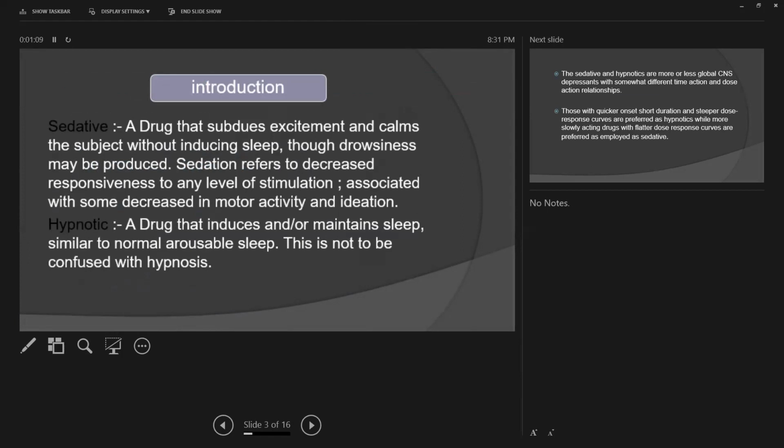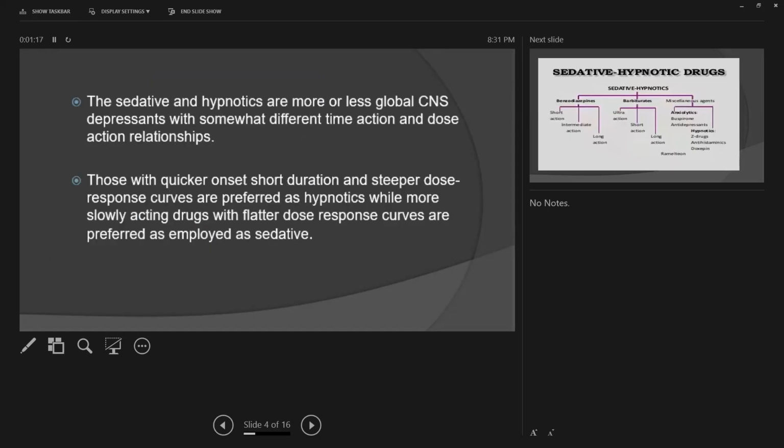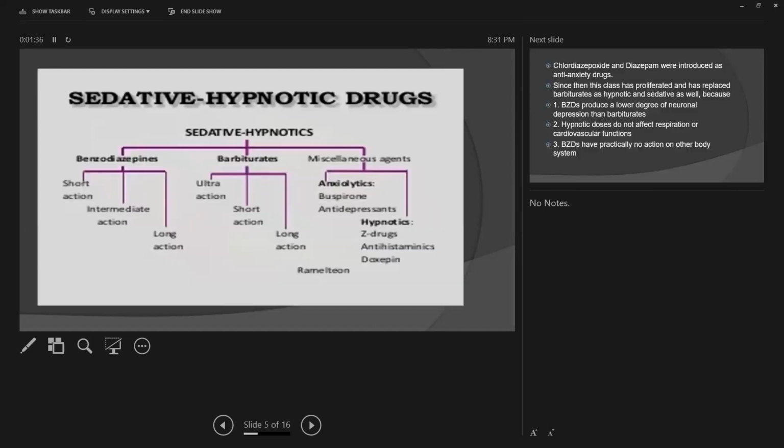A hypnotic is a drug that induces and maintains sleep similar to normal arousable sleep. This is not to be confused with hypnosis. Sedatives and hypnotics are more or less global CNS depressants with somewhat different time-action and dose-action relationships. Those with quicker onset, short duration and steeper dose response curves are preferred as hypnotics, while more slowly acting drugs with flatter dose response curves are employed as sedatives.